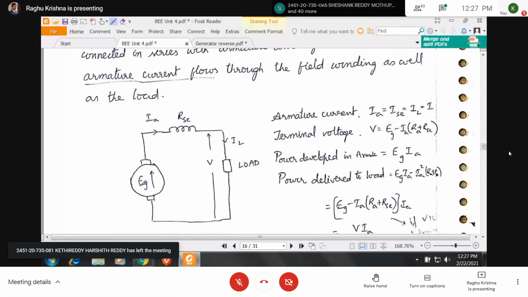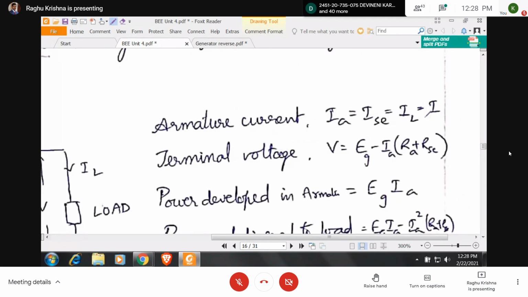EG is the EMF generated and IA is the total armature current. Next, RSC is the resistance of the field winding. V is the terminal voltage, IL is the current flowing through the load. Now coming to the relations. Armature current IA is equal to ISC, the current flowing through the series field winding, which is equal to IL, which is equal to I. I am taking it as I.